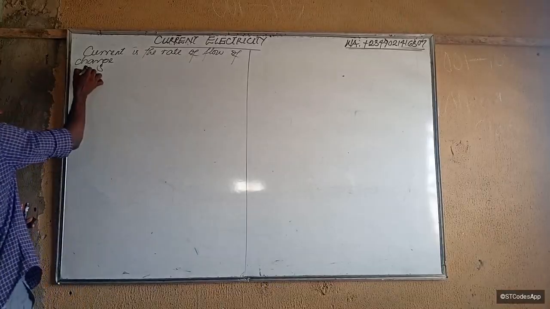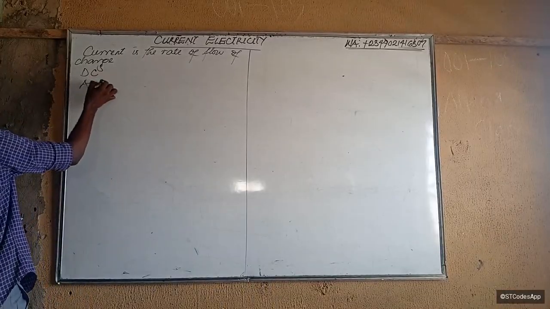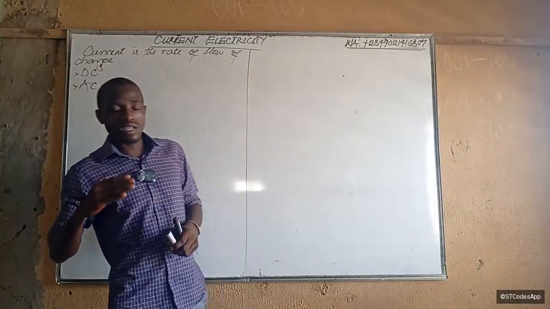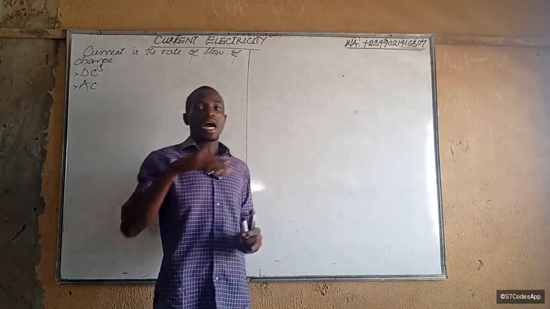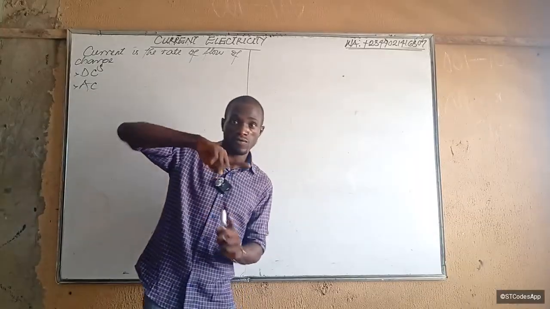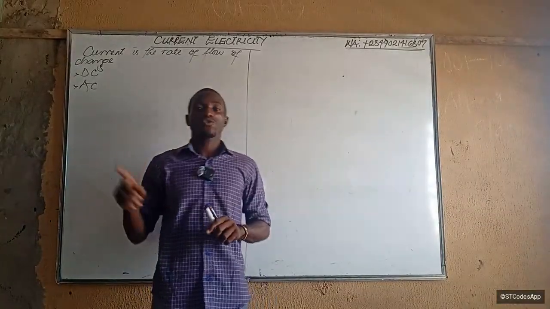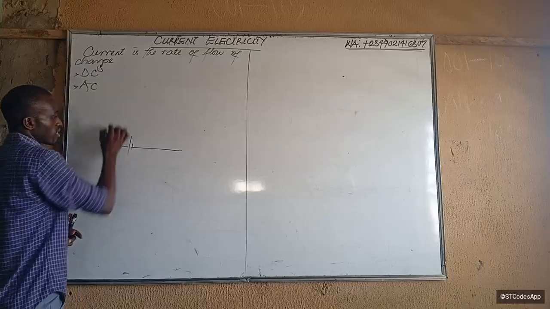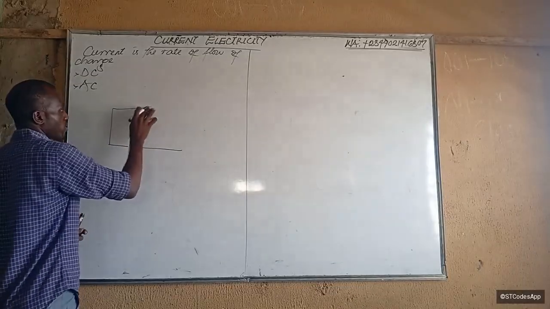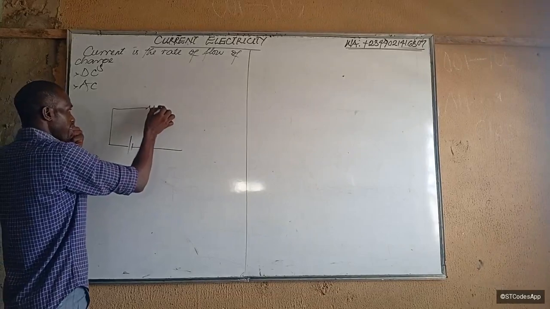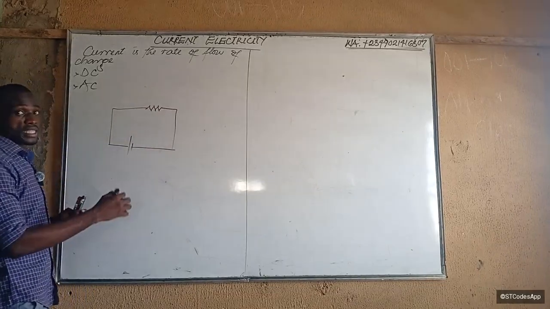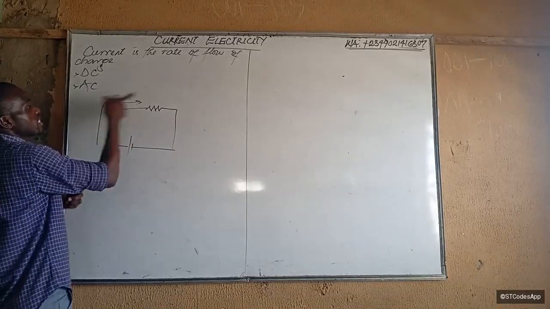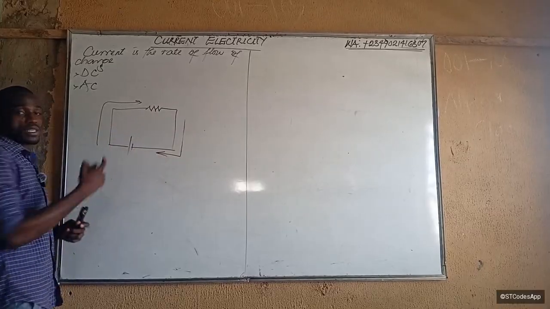Now there are two aspects of current electricity. We have the direct current known as DC, and we have the alternating current known as AC. Direct current covers current that flows in one direction, while alternating current covers current that flows in two directions. So why do we call that one direction? We have what is called a circuit that looks like this. This that you see, I'm still going to elaborate on it.